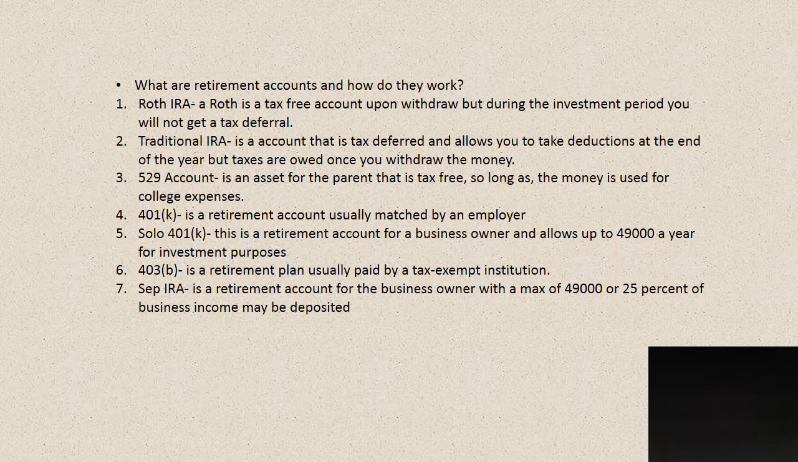403bs, those are usually for school teachers, public officials. When you get a retirement and you work for a state or something and not a private company, usually they have 403b plans. SEP IRA. This is a retirement account for business owners. It'll help you maximize returns, honestly, because you can actually put up to 25% of your business income into the account and get it tax deferred because it's not considered earned income, which is a very good benefit to business owners who make substantial amounts of money.